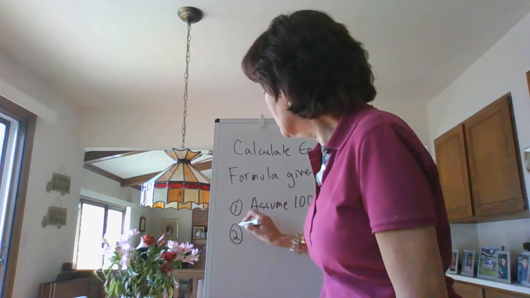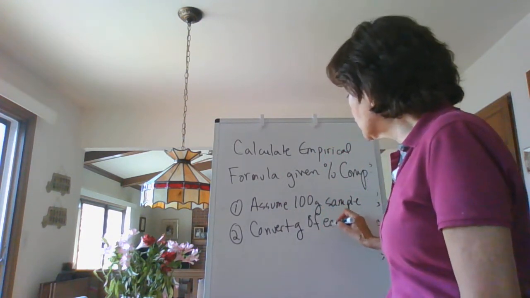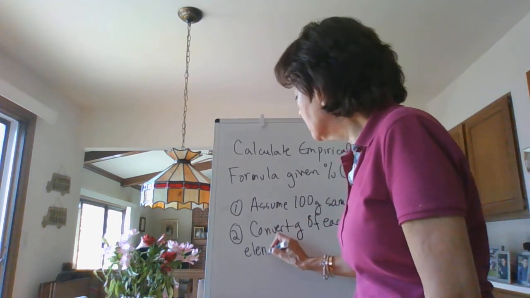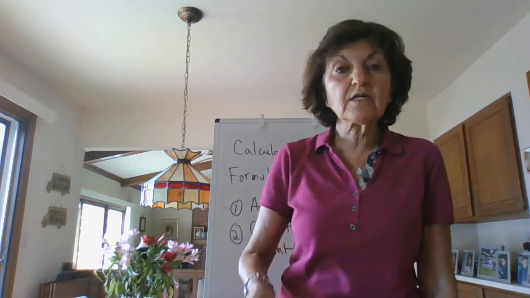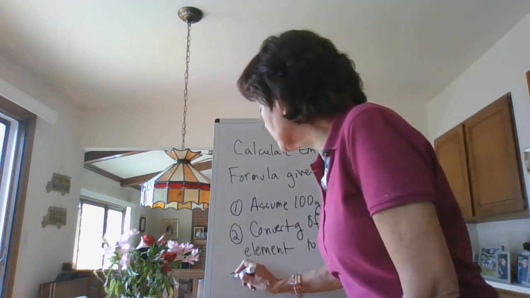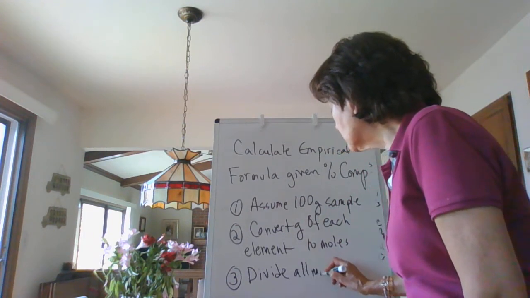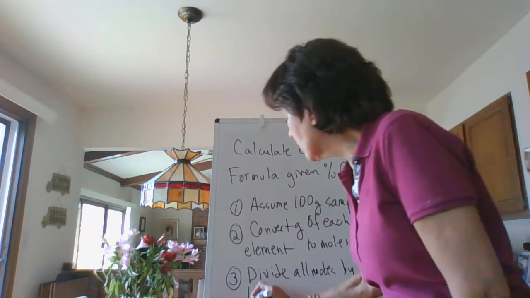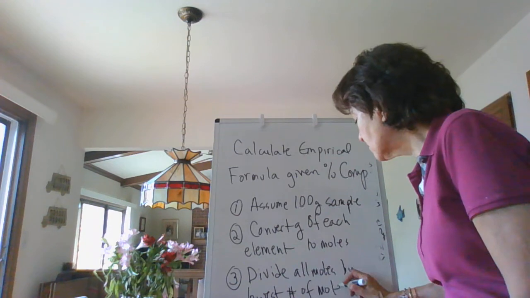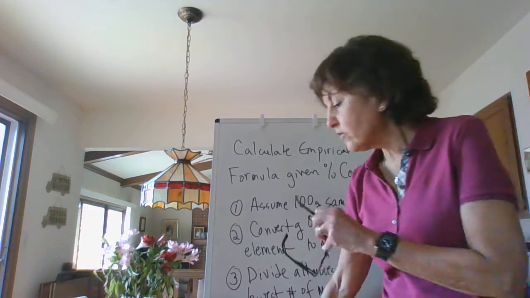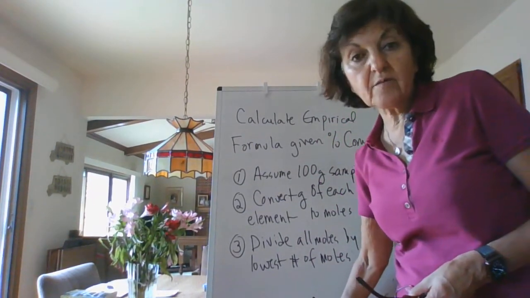Number two, convert grams of each element to moles. How do we convert grams to moles? Obviously, you're going to use molar mass. Number three, divide all the moles by the lowest number of moles. Okay, so those are the basic steps. Let's apply them to this problem.